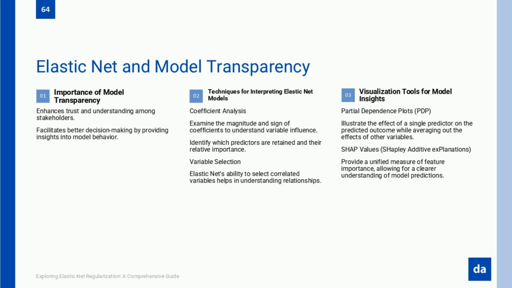In regulated industries, transparency is not just a best practice, it's a requirement. Many organizations must comply with explainability standards such as GDPR, General Data Protection Regulation, and the Fair Credit Reporting Act, which require that AI-driven decisions be understandable to users. Since Elastic Net provides clear explanations for why certain features are included and others are removed, it aligns well with regulatory needs. Ultimately, transparency builds trust in machine learning.